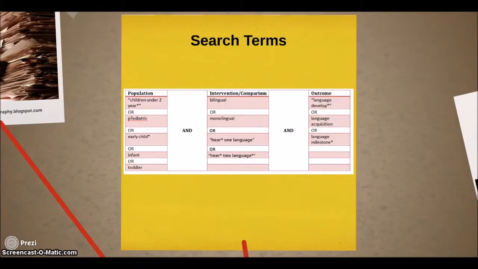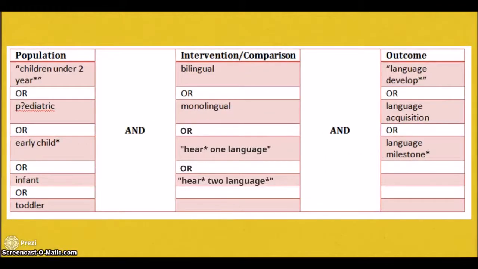Finally, when searching using the databases, a number of tools helped to improve the yield of searches. The asterisk truncation was used to find all variations on a word, for example, develop, development, developmental, or developed. Quotation marks were used around all 2 or more word phrases to ensure words occurred in the correct context. The question mark in pediatric allows the search engine to include both the American and English spellings of the word. By combining the intervention and comparison into a single AND criteria, a wider range of articles were found.